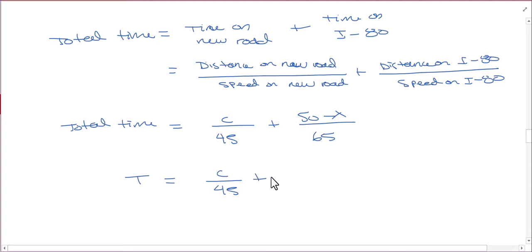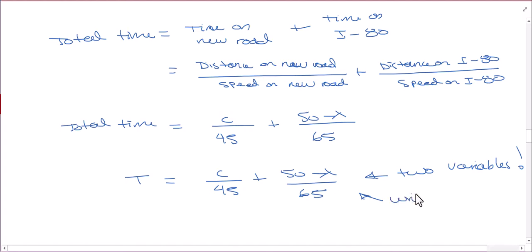And now you can see what's wrong with this. Not that there's anything wrong, but why can't we use it? I have two variables. So I can't find critical numbers. So we need to put this in terms of one variable so that we can find the derivative and find critical numbers. Right, in terms of one variable. So how do I do that?